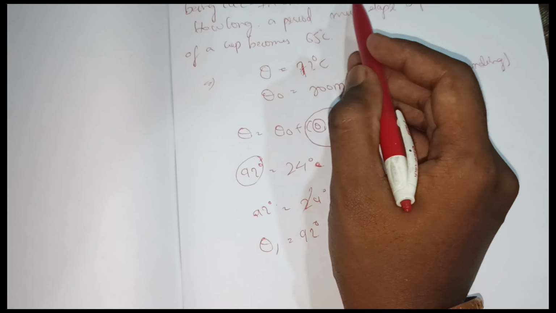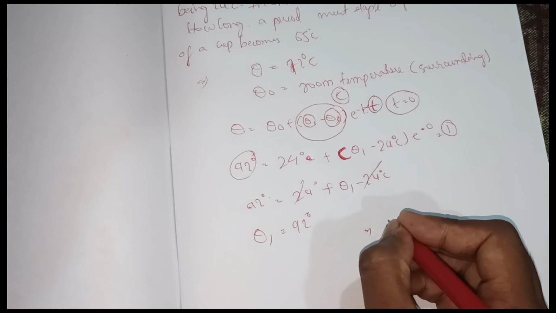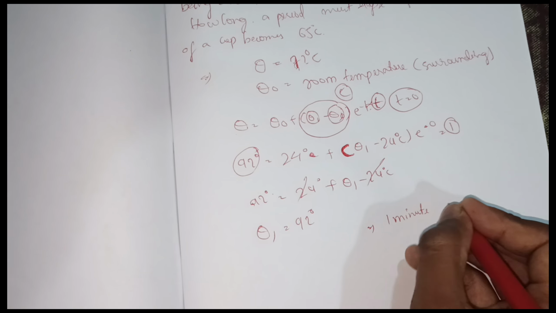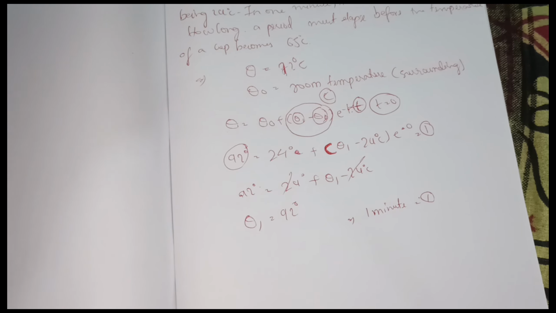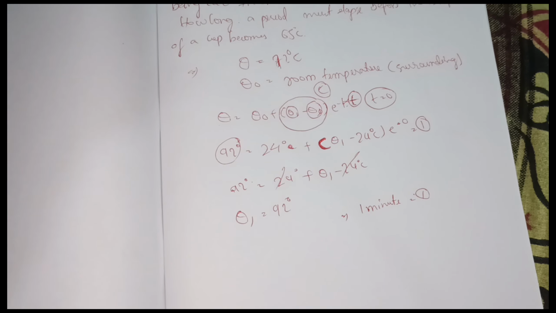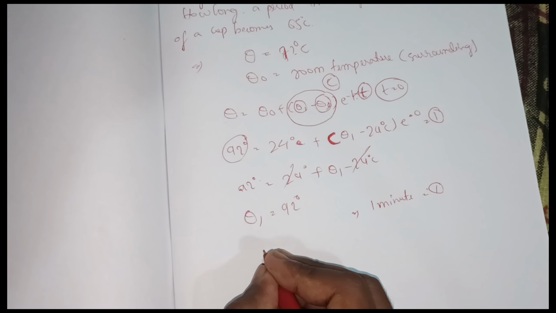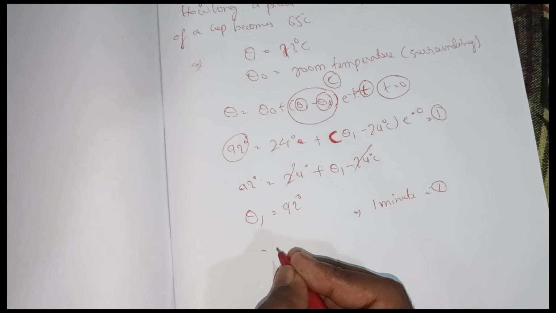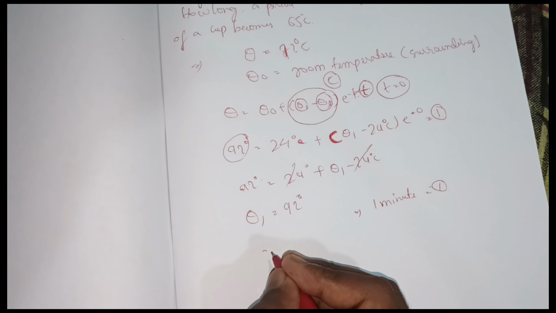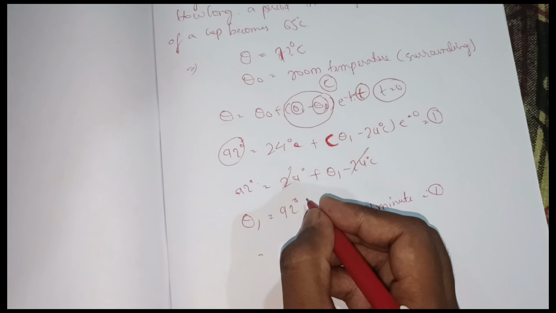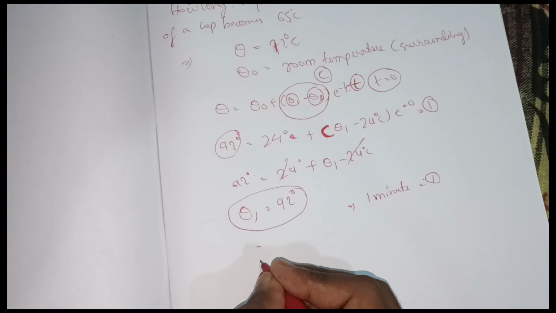What is given: in 1 minute it was cooled to 80 degrees centigrade. So 1 minute equals 60 seconds, or we can directly take 1, because by taking seconds it will be longer and the calculation is a little bit complex. So we'll take 1 minute equal to 1. By using the same formula, how long a period must elapse before the temperature of a cup becomes 65 degrees centigrade? So theta 1 will be always 92 degrees centigrade.